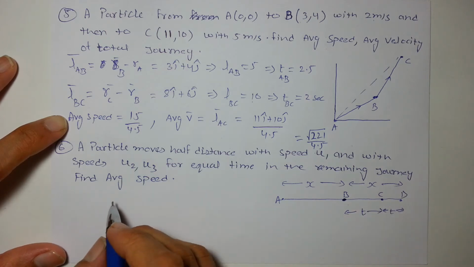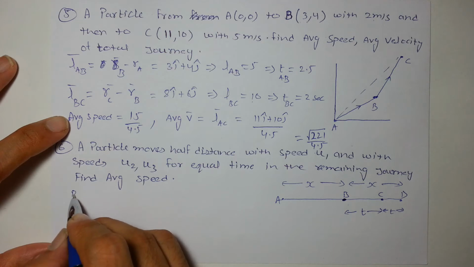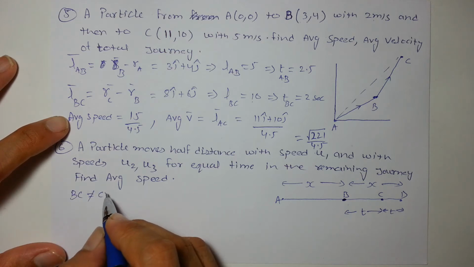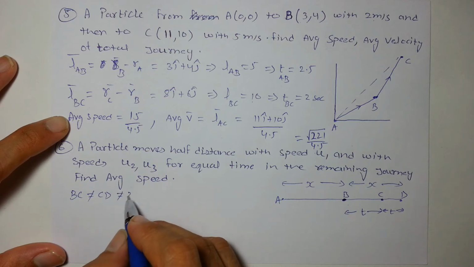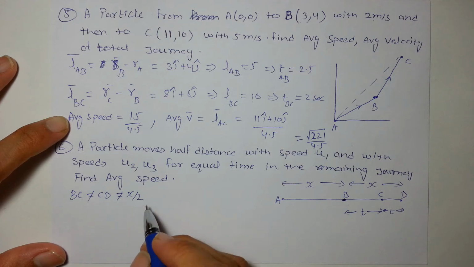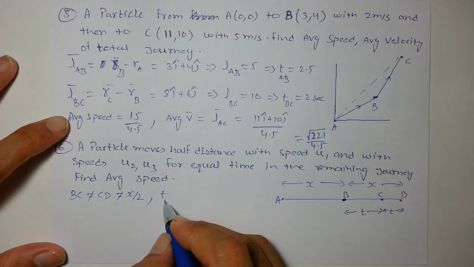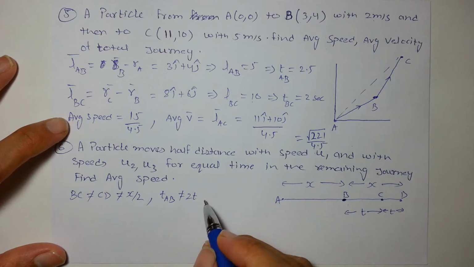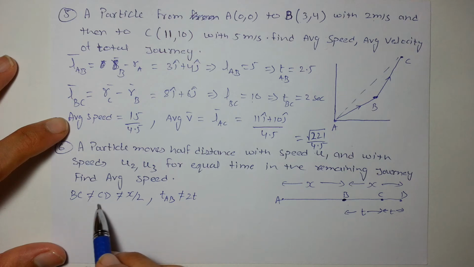Common misconception, I should bust it. BC is not equal to CD, and they are not equal to x by 2. TAB is not equal to 2T. So remember, for the second half the times are equal, not the distances, and for the first half the distances are equal, not the times.